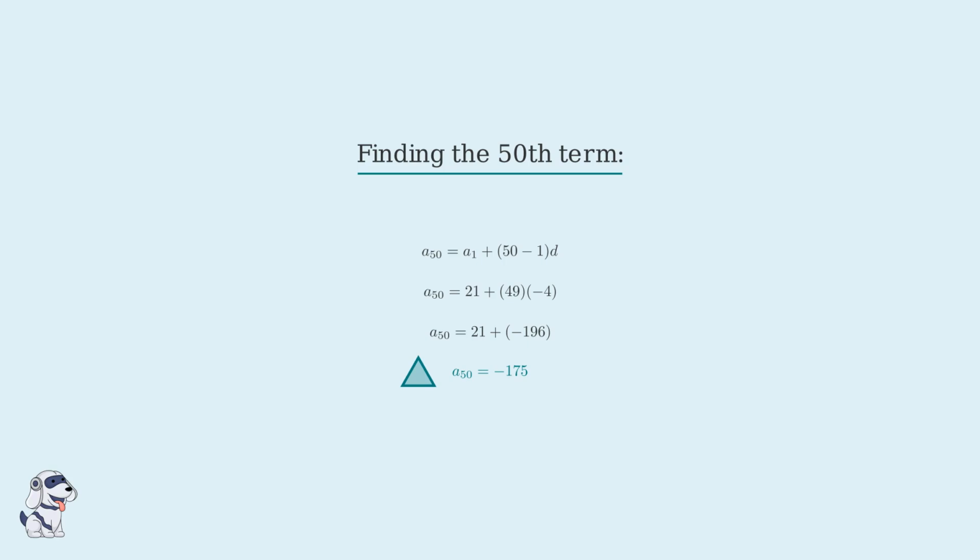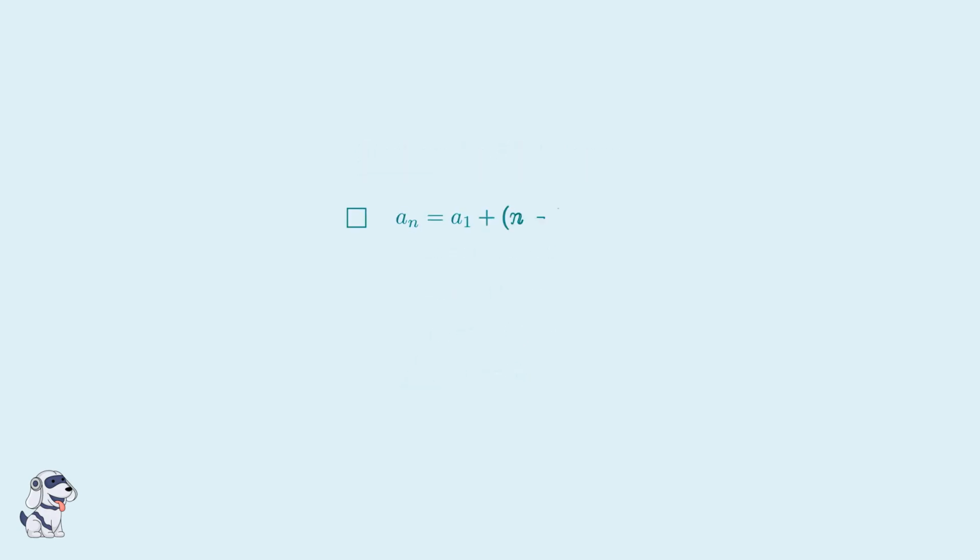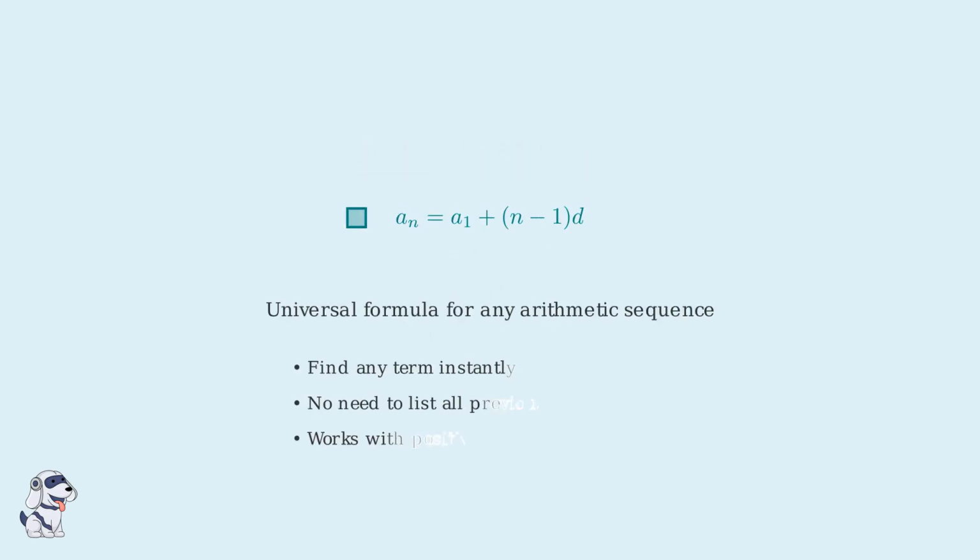Without the formula, we'd have to write out 49 terms. With the formula, it's just one calculation. This formula works for any arithmetic sequence, whether the common difference is positive or negative, large or small. It's a universal tool that makes working with arithmetic sequences efficient and precise.